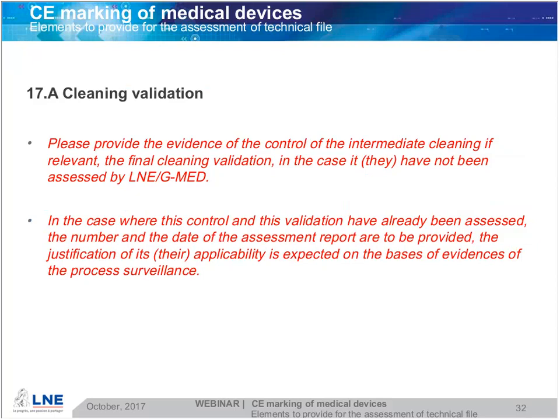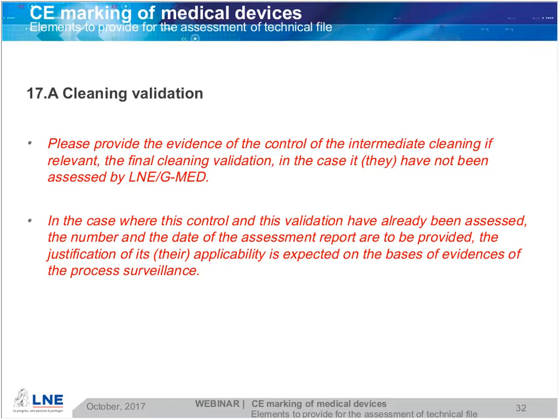So now let's go to the process validation. The first one is about cleaning validation. We need to get the evidence of the control of intermediate cleaning if relevant, and the final cleaning validation in the case they have not been assessed by LNE Gmail. In the case where this control and this validation has already been assessed, the number and date of the assessment report are to be provided.